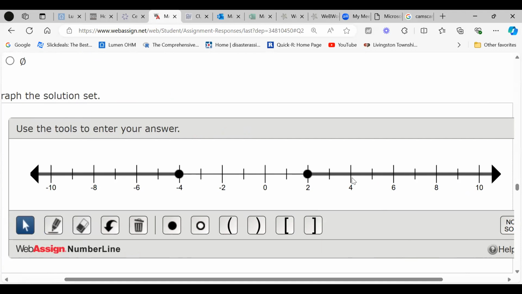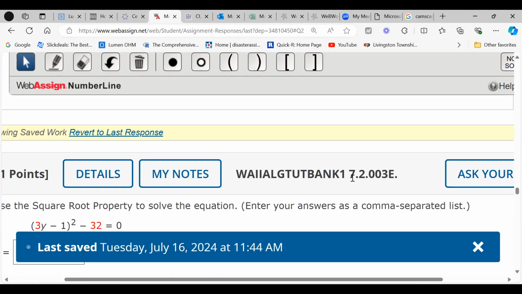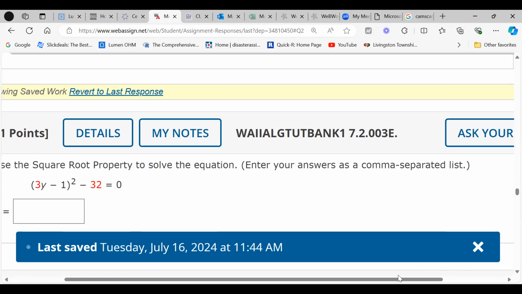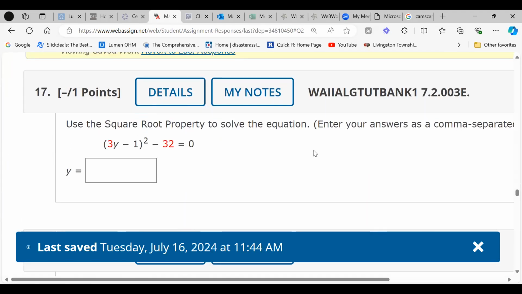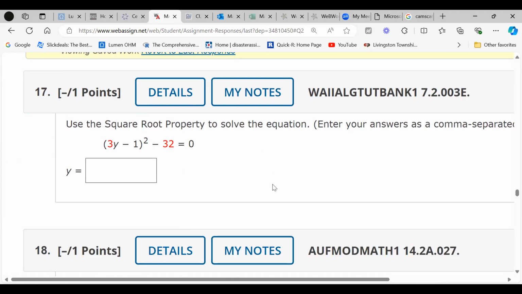Okay. Let's see. Next question. Question 17. Using the square root property to solve the following equations. Okay, I want you guys to find that really quickly. Just isolate this square term, right? And move this 32 to the right hand side and go from there.